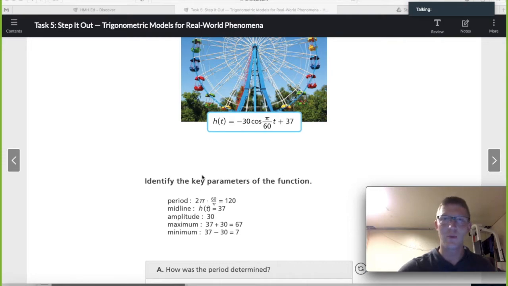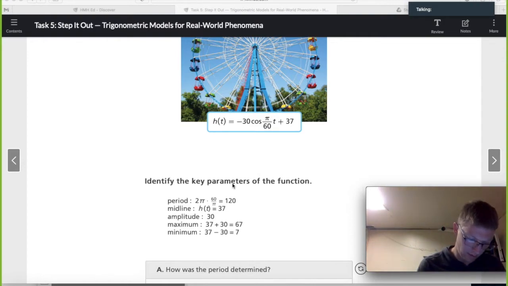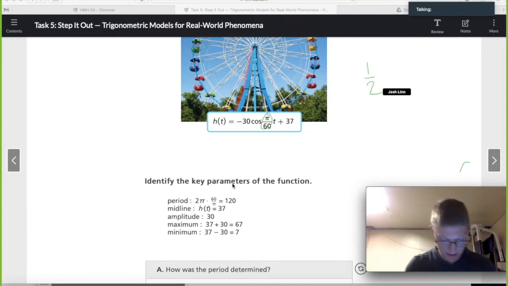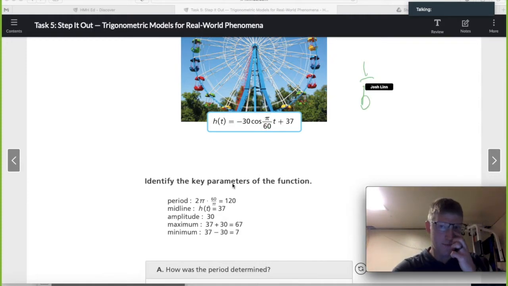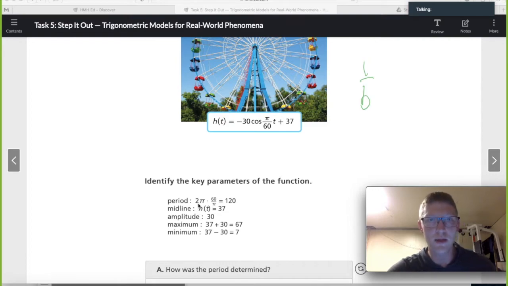So identify the key parameters of the function. They give us all of the important information. So our period, 2 pi times 60 over pi equals 120. So our b, remember our b is right there. Our b is right here, but remember it's always 1 over b. Whoops, that says 1 over 2. 1 over b, and so we have to reciprocal that. So our b is actually 60 over pi.